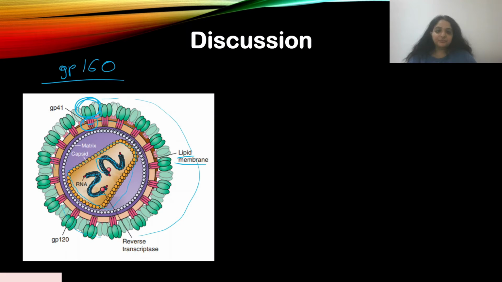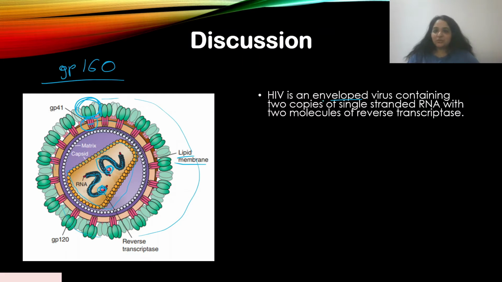And there are two reverse transcriptase enzymes attached here, which do the job of replicating, which we will come to later on. So this is the basic structure of the HIV virus. HIV is an enveloped virus containing two copies of single-stranded RNA with two molecules of reverse transcriptase. Yes, we've answered that question, as you can see in the structure here.